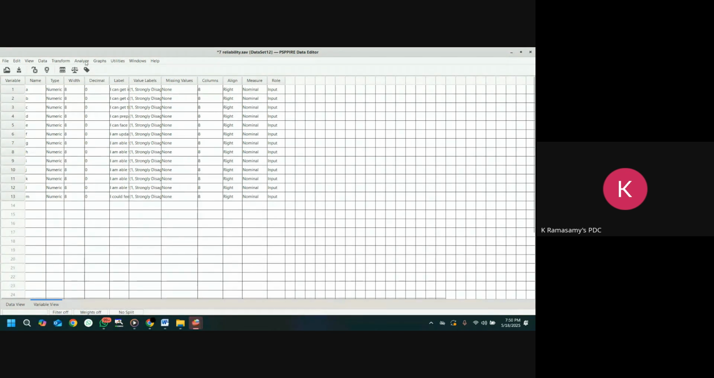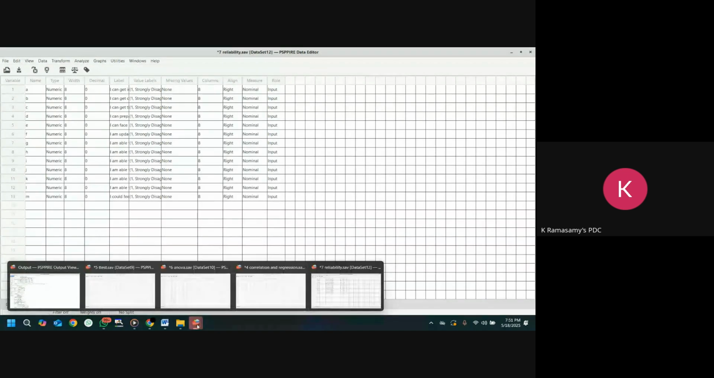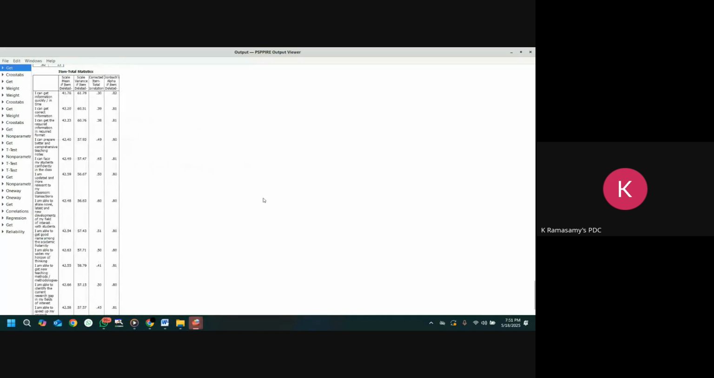How to check it? Just go to analyze. In analyze, go to reliability. Click reliability and select all the variables. Control A. Click the arrow, select across. Click this particular option: show descriptives for scale if item deleted. Many models are there. I just selected the alpha model, Cronbach's Alpha, and say okay. That's it. Now let me see the output window. I can see the result here.